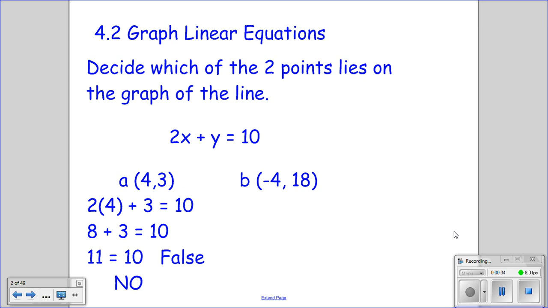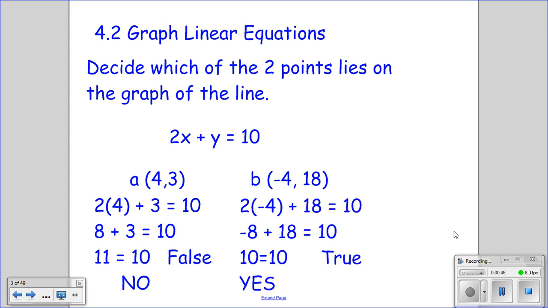(4, 3) does not lie on the line because when you substitute the numbers in for x and y, you get a false statement. How about (-4, 18)? Let's substitute those numbers in for x and y. When you substitute the negative 4 in for x and the 18 for y, you get a true statement. 10 equals 10. So yes, the point (-4, 18) lies on the line.